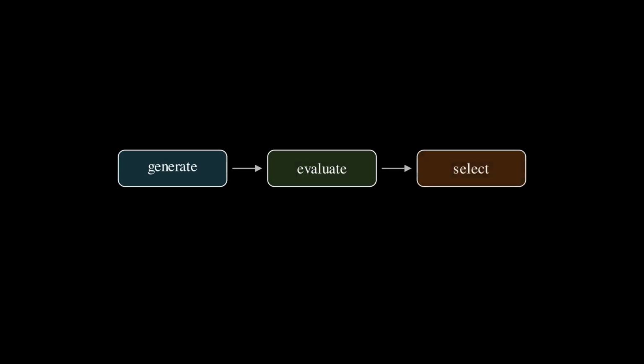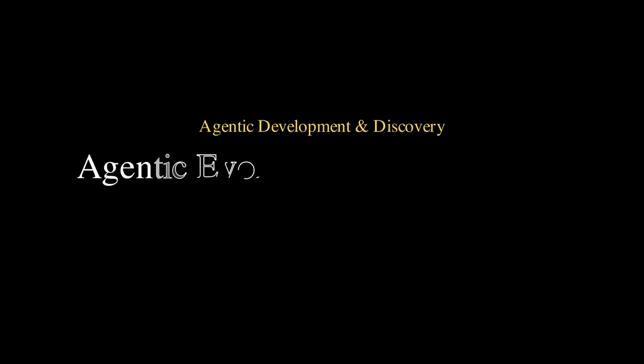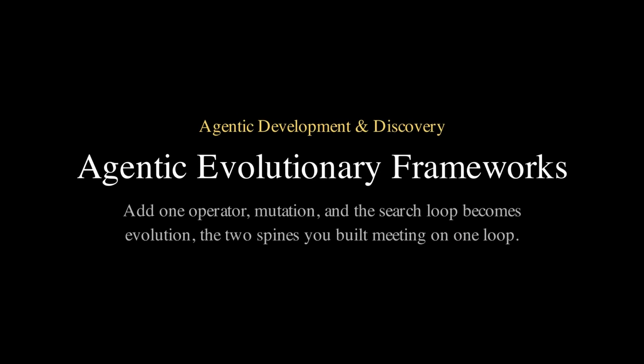The loop is already a search. You have built it, in one form or another, in every video before this one. Across this series, one loop was assembled. Generate candidates, evaluate them with a shared harness, select the best, and repeat. That generate, evaluate, select loop is already an optimization, a search over candidate models driven by the score.